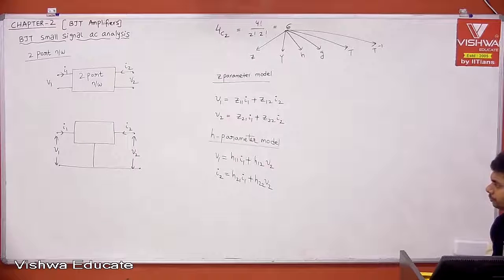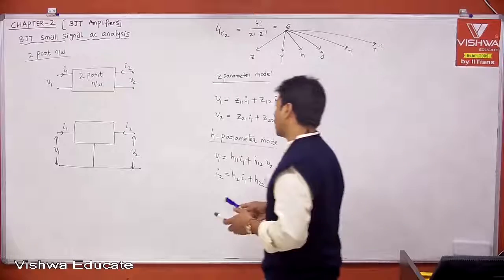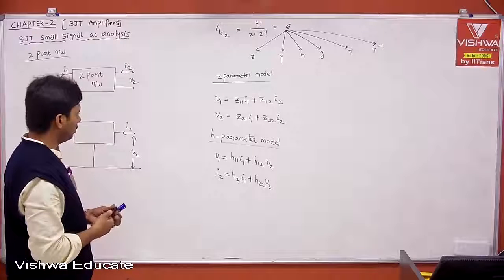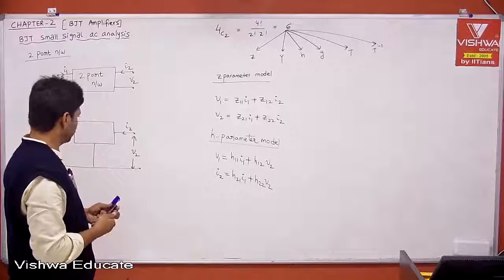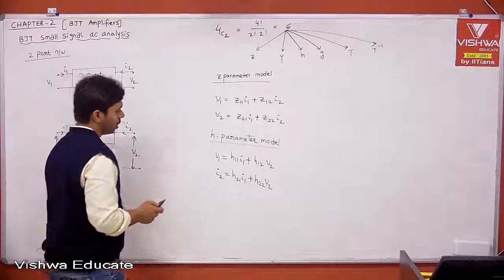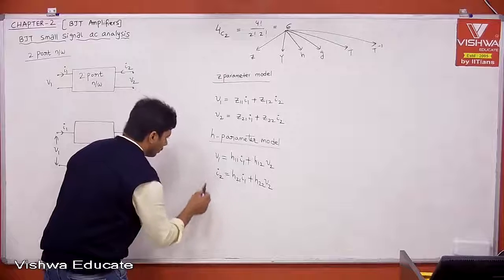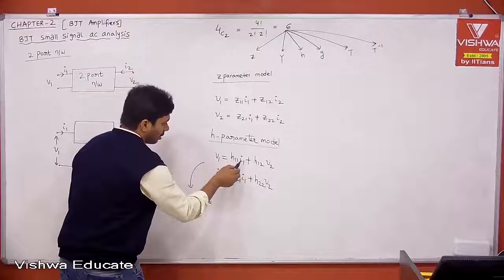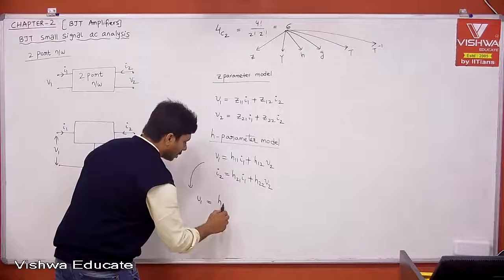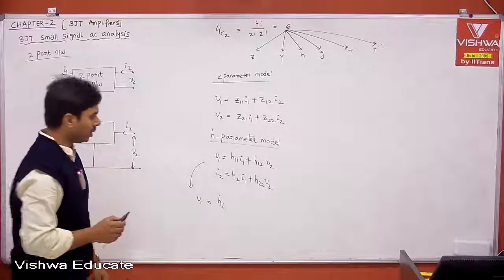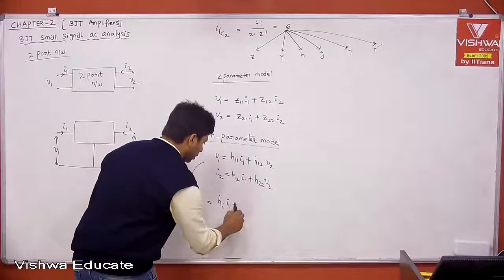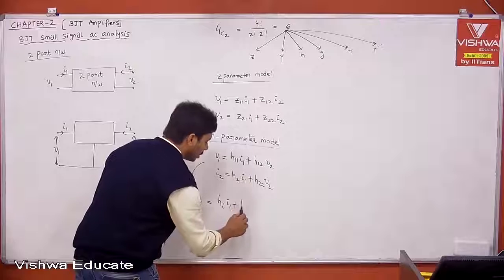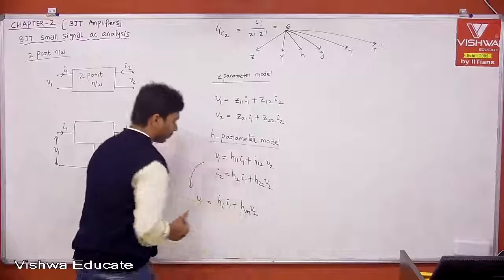Over. Okay, now let me replace the subscript. Now, can I write it like this? V1 is equal to, what is H11? V1 by I1, which is nothing but input impedance. Therefore let me call this HI. I is indicating input impedance, therefore HI into I1 plus, what is H12? V1 by V2. I told you reverse voltage gain, therefore the subscript is HR into V2.